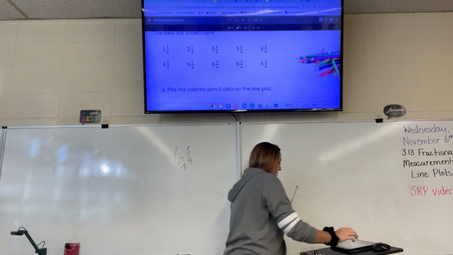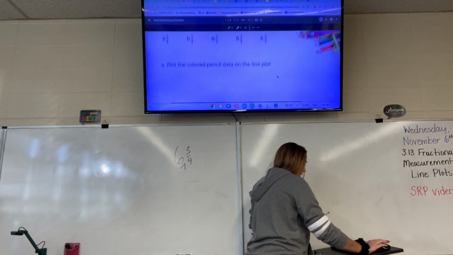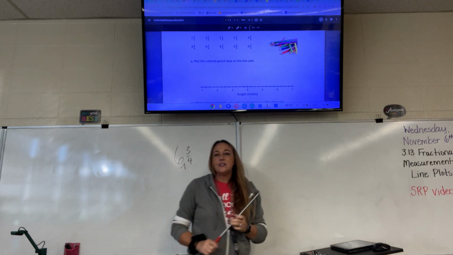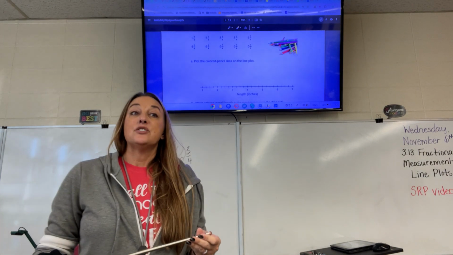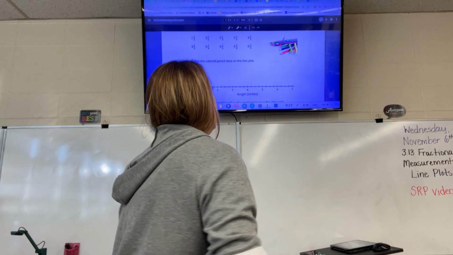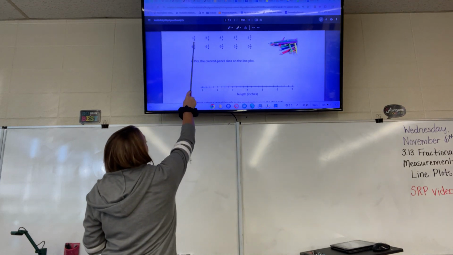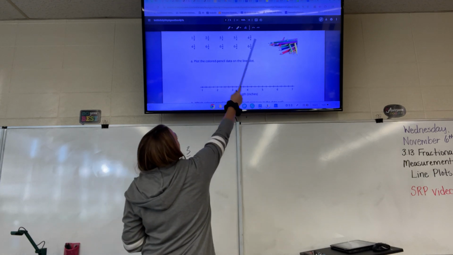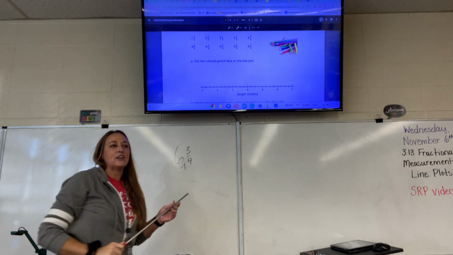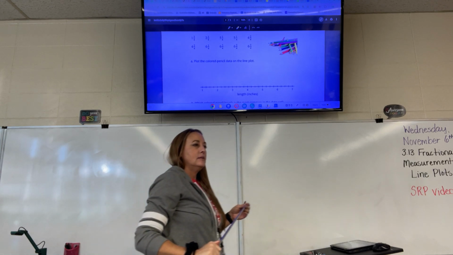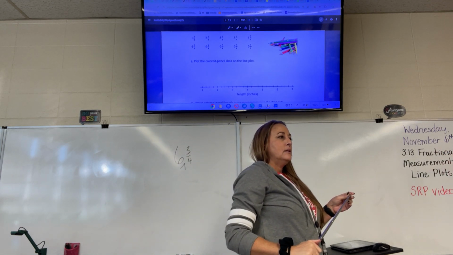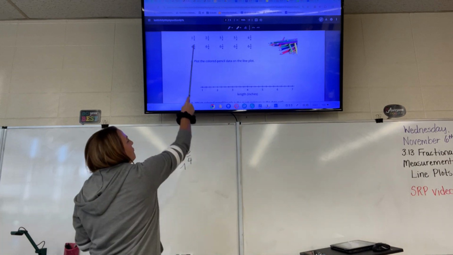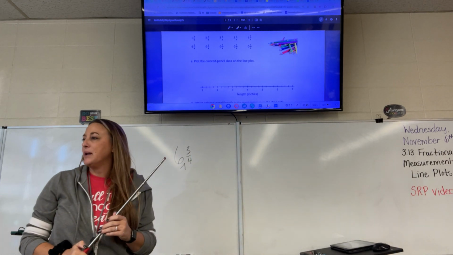Okay. It says plot the colored pencil data on the line plot. So down here we have a line plot, and each one of these measurements is going to get an X. Okay? So we're going to start with 1 3/4. So that's 1 whole and 3/4. What do you notice about all of these fractions, Haziel? Exactly right, Haziel, give yourself a point. Every fraction has a 4 as the denominator.